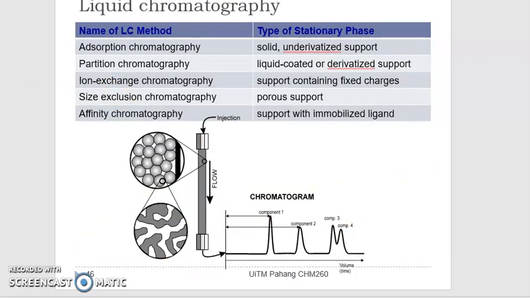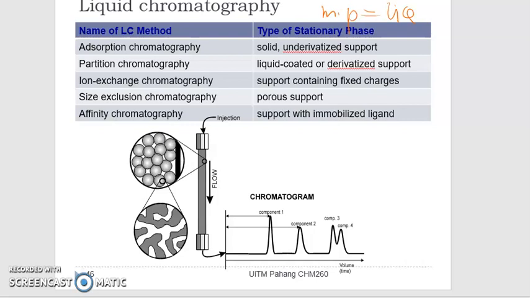Okay, and liquid chromatography on the other hand, we have 5 types of liquid chromatography. We have adsorption liquid chromatography, partition, ion exchange, size exclusion, and also affinity chromatography. Okay, so liquid chromatography, the mobile phase is liquid. Okay, so in adsorption chromatography, your stationary phase is solid underivatized support. So there will be adsorption.